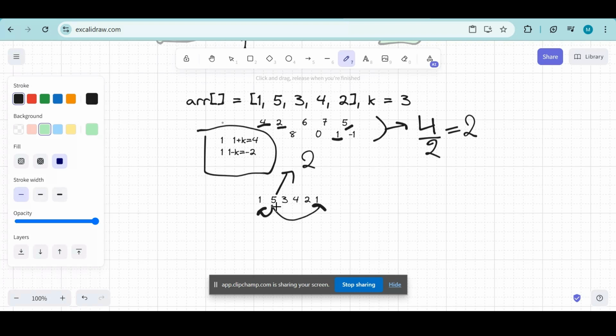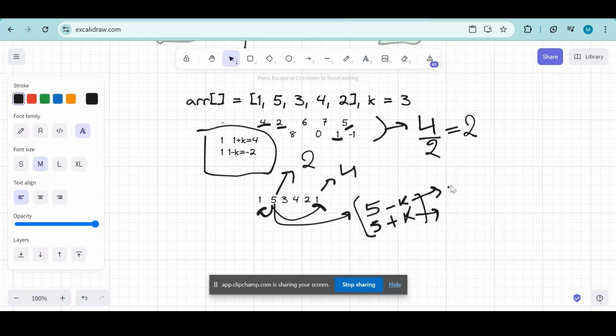So what we have to do is first store all the elements in a map. Then we check whether 5 minus k and 5 plus k are present. If these numbers are present, we add the frequency of both of these numbers, that is, how many times they are present. Let's say the k value is 4. Then 5 minus 4 is 1, and 5 has two pairs, so we add 2, because 5 minus k has a frequency of 2. That is our answer.